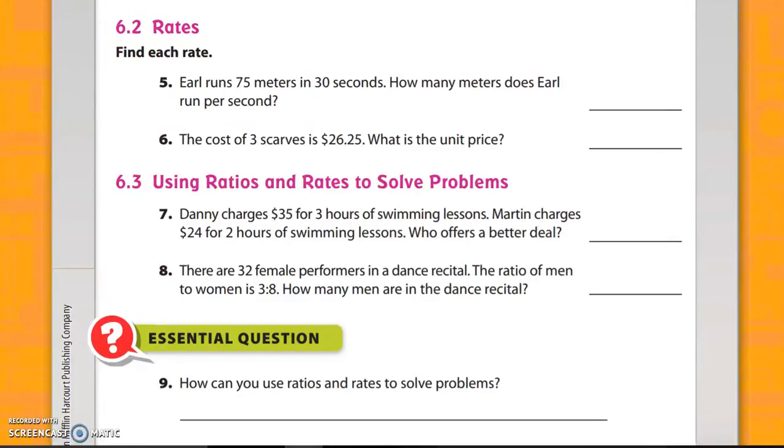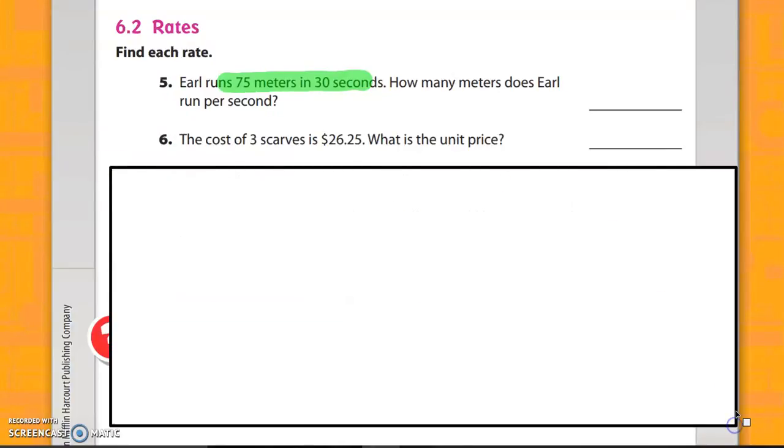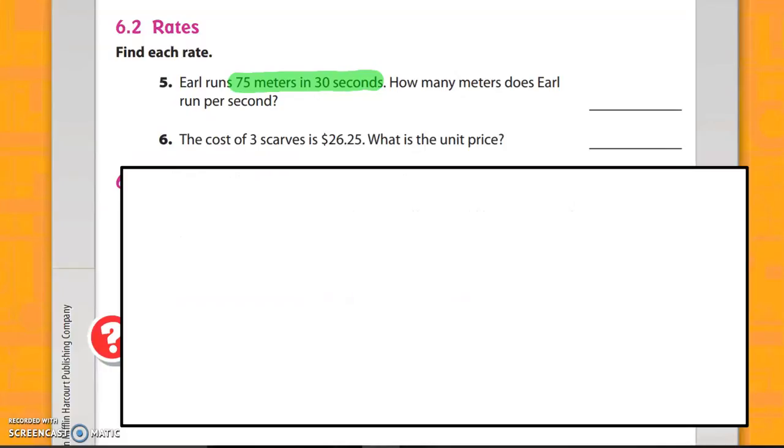Okay, so we're on 6.2. It says find each rate, and they give you some information here. So what I'm going to do is highlight it. It says Earl runs 75 meters in 30 seconds. How many meters does Earl run per second? So I'm going to go ahead and grab a whiteboard here. And a speed rate would definitely be written with the distance on top, so 75 meters over 30 seconds.